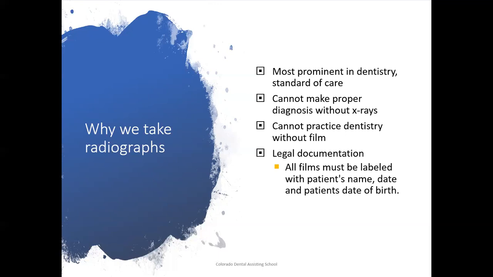This is considered legal documentation. They must be labeled with the patient's name, the date, and the patient's date of birth. All of that will be in our chart, so we don't really have to worry about it whenever we're doing digital films. If it was going to be a set of films that you were processing, then on the FMX chart that you mount all of your films on, you would need to write in there the patient's name, the date they were taken, and of course that patient's date of birth.